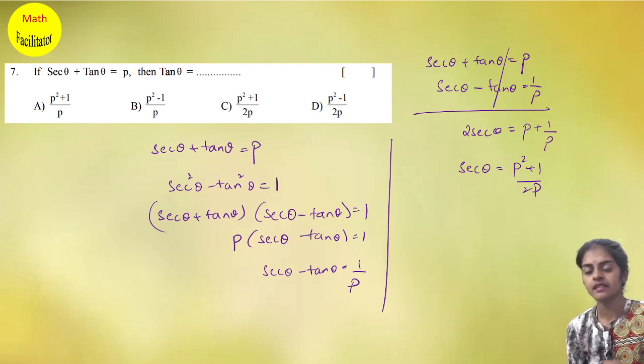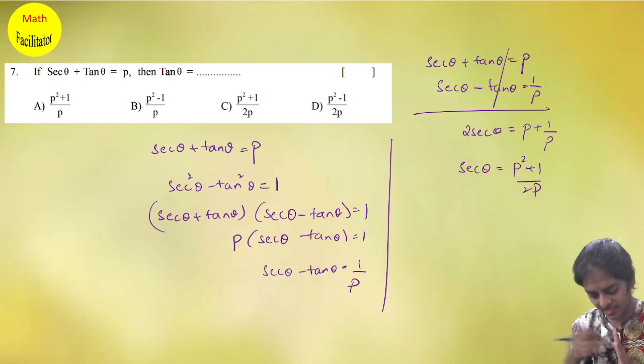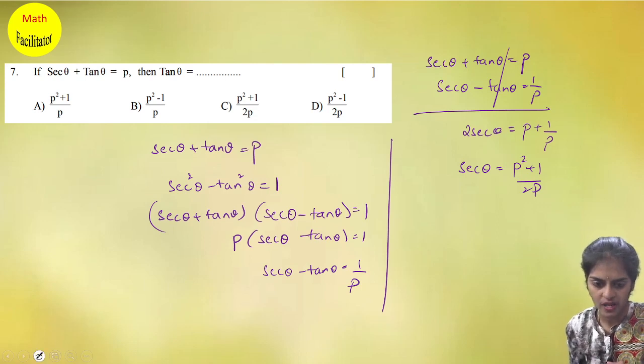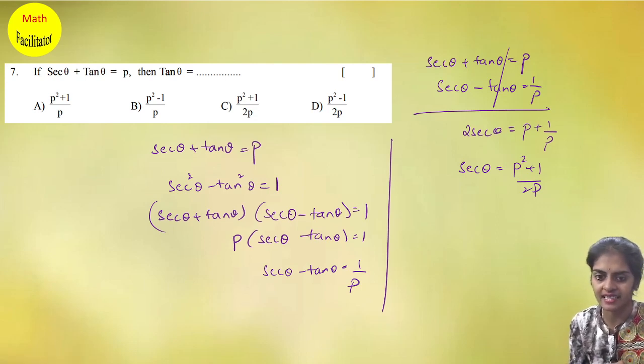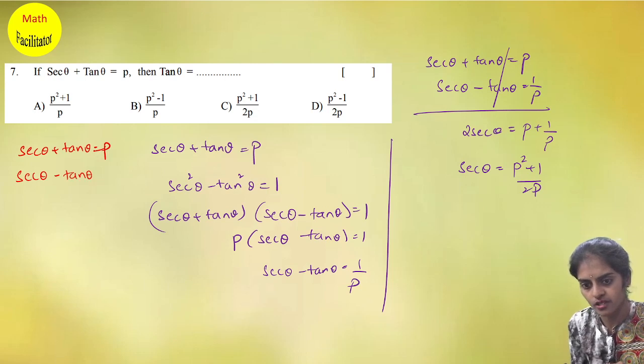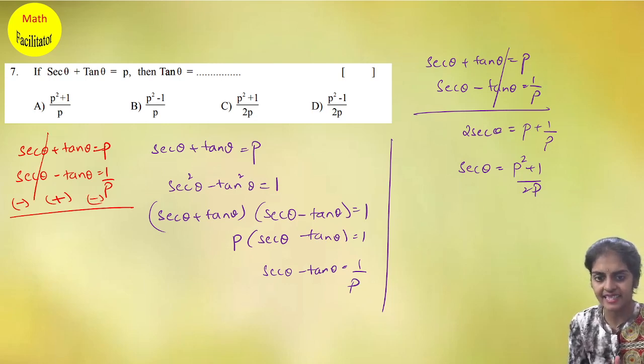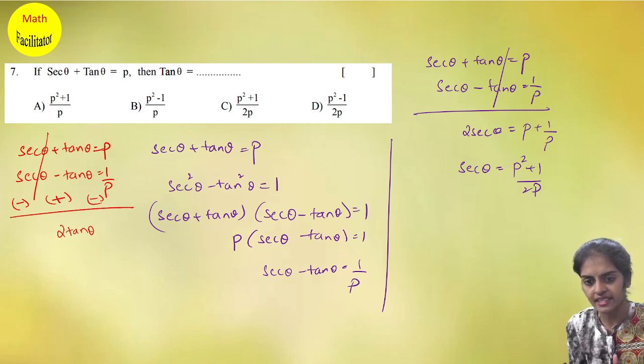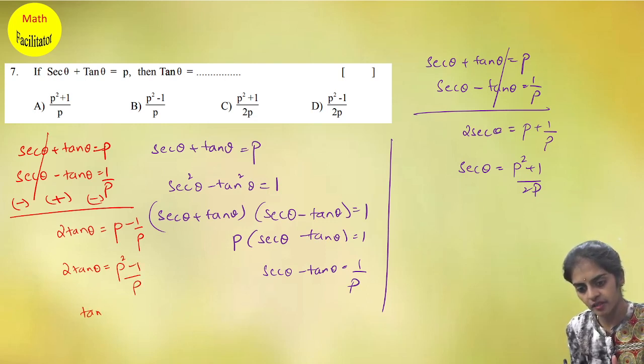Now here they asked you the tan theta value. To save your time, because secant theta is not asked, they are directly asking tan theta, what you can do is take this equation and the other equation, secant theta minus tan theta equals 1 by p. I want the tan theta value, so I will simply subtract the equations. Secant theta gets cancelled, so you will have 2 tan theta equals p minus 1 by p. So 2 tan theta is p square minus 1 by p, or tan theta will be equal to p square minus 1 by 2p.